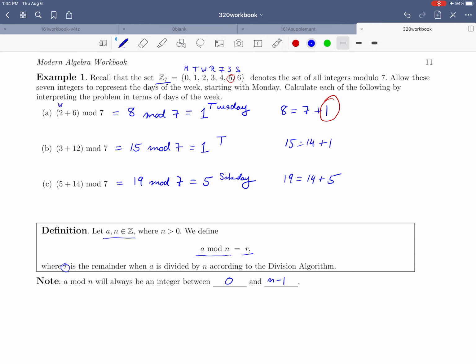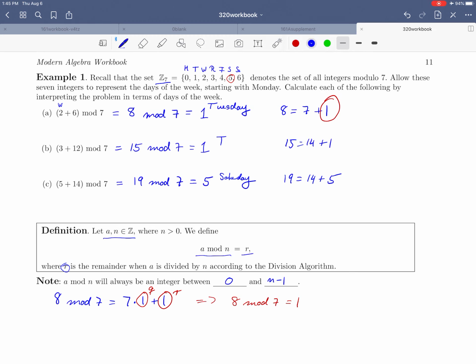To make the connection with the division algorithm really clear, if you're looking at 8 mod 7, our example from above, I already wrote it as 7 plus 1, but let's write it as 7 times 1 plus 1. This one right here is q, and this one right here is our remainder r. So this tells us that 8 mod 7 is equal to 1.